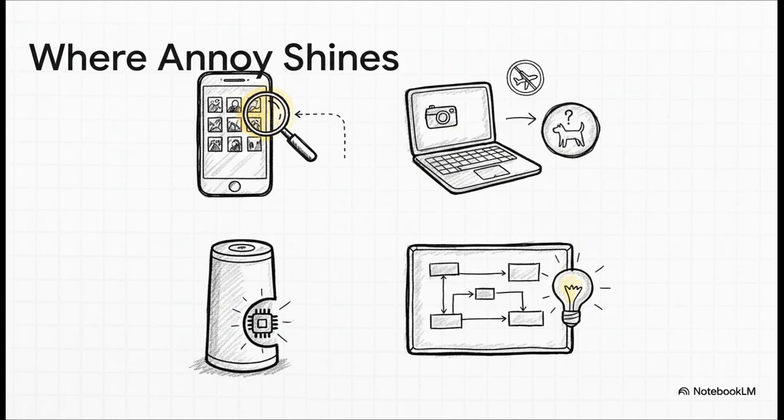So where does it really shine? Well, think about that photo search on your phone. That's a perfect use case for a mobile app, or really any AI feature that needs to work without an internet connection. It's also ideal for small embedded systems, like smart devices. And for data scientists? Oh, it's an absolute game changer for fast prototyping, because it lets you test out ideas without having to spin up a whole massive database.